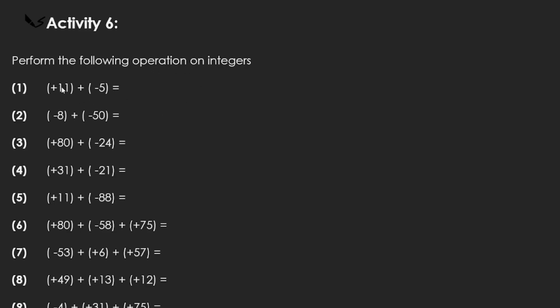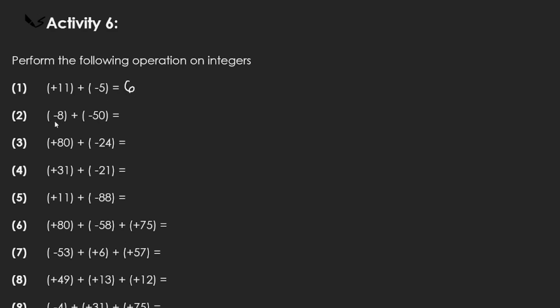Number 1, positive 11 plus negative 5, different signs, you will subtract. 11 is the bigger number. This would be positive, but we don't need to write that. It is understood that if there's no sign before the number, then it is positive. The difference of 11 and 5 is 6.